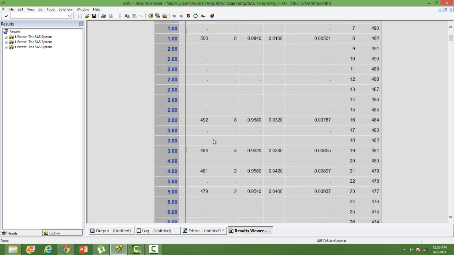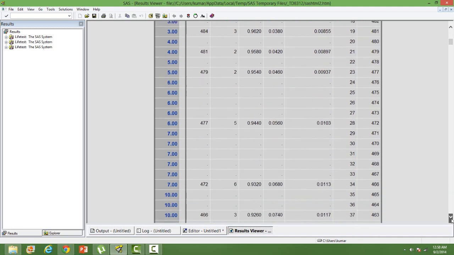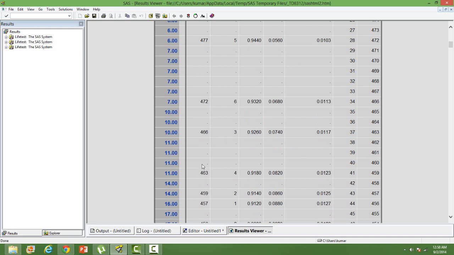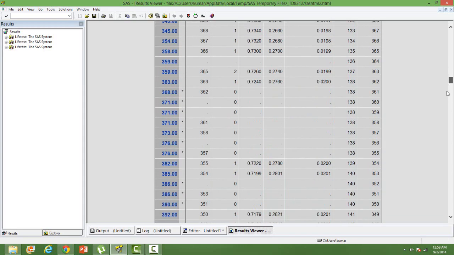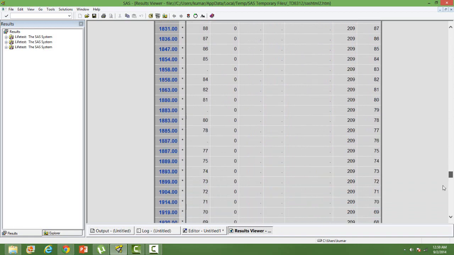Okay. In time period 2, again 8 people are dying. So for time period 3, your survival probability decreases to 0.96. And so on. It will go on decreasing, and the number of people at risk is going to go down with time. This will go on till the number of time points we have.